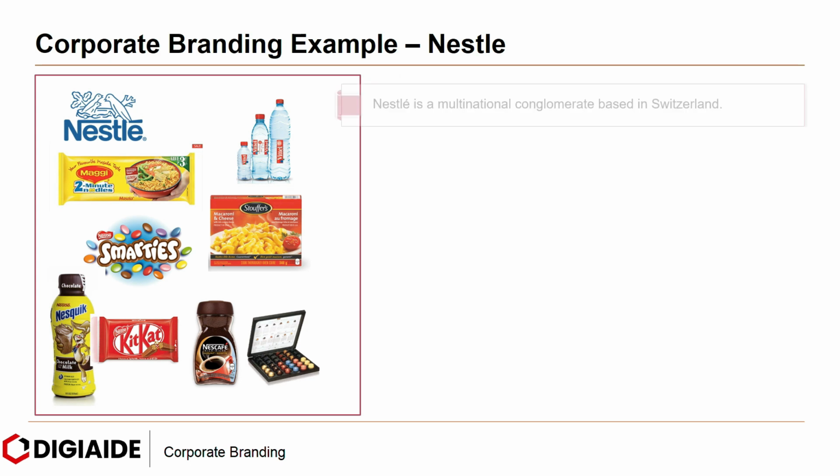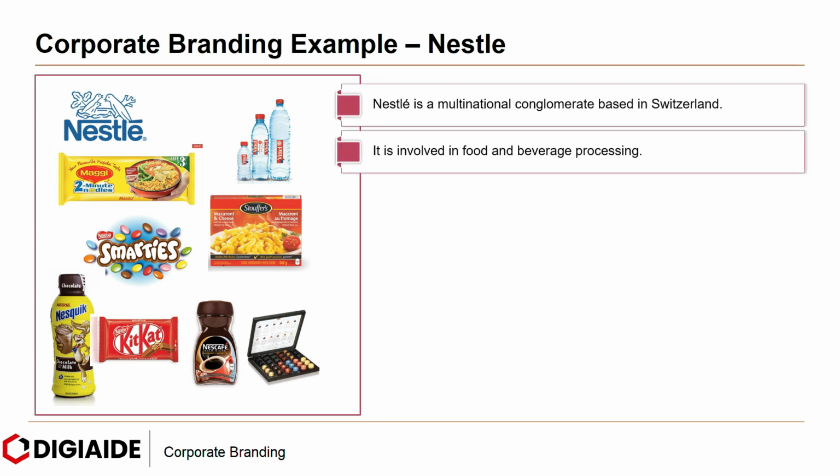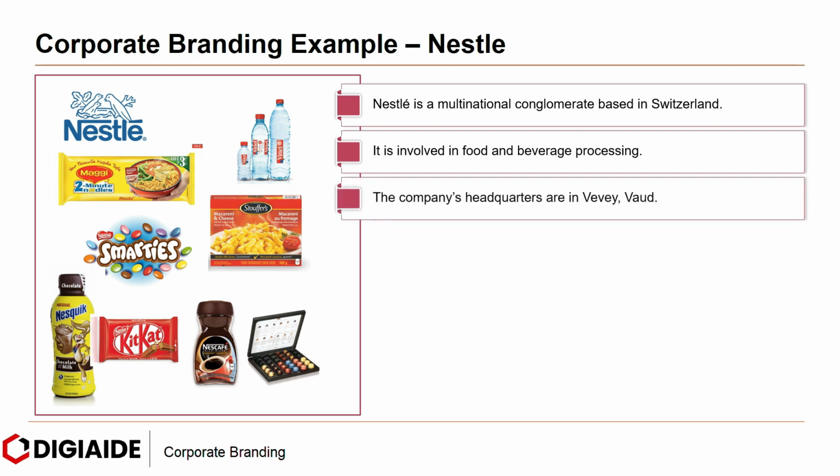Next, Nestlé. Nestlé is a multinational conglomerate based in Switzerland. It is involved in food and beverage processing. The company's headquarters are in Vevey-Voort. By revenue and measurement, it is the world's largest food company since 2014. The company has many products such as snacks, pet food, bottled water, ice cream, cereals, coffee, tea, confectionery, dairy products, breakfast, frozen food, medical food, and baby food.